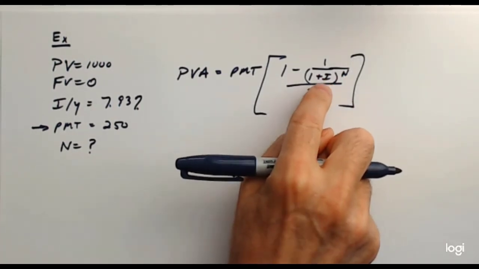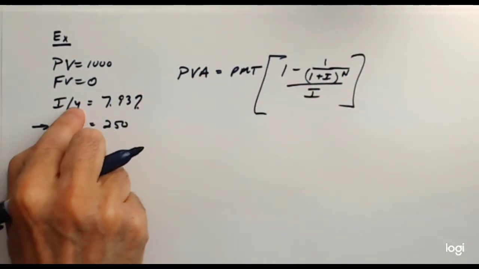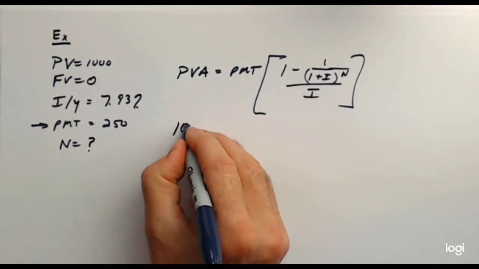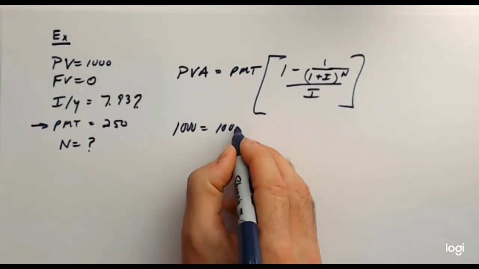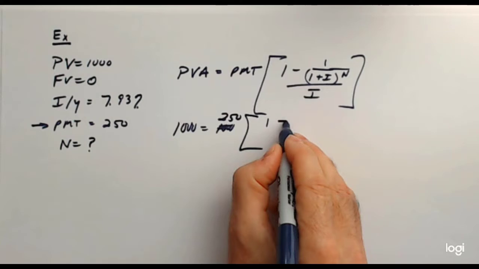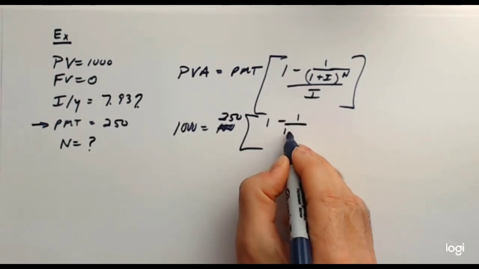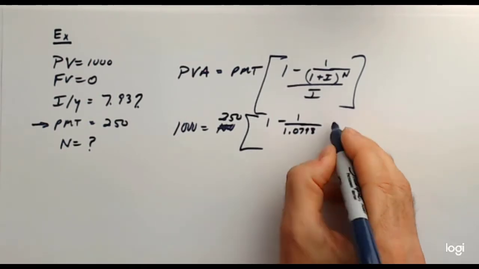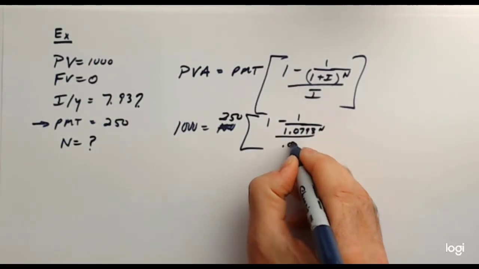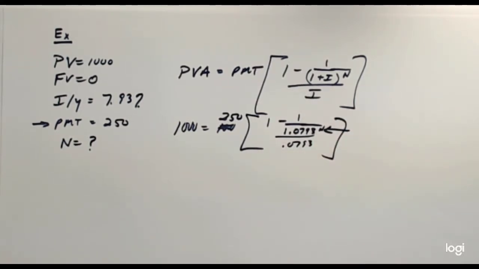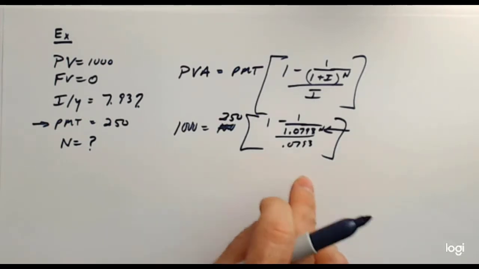And that equals the payments times this formula. So I'm using I, the formula in the textbook, which is the same as I/Y in your calculator. So we could say, look, this is 1,000. This is 250. And then this is 1 minus 1 over 1.0793 to the n power, over 0.0793. Solve for n. Ooh, that's kind of a headache to solve for mathematically.